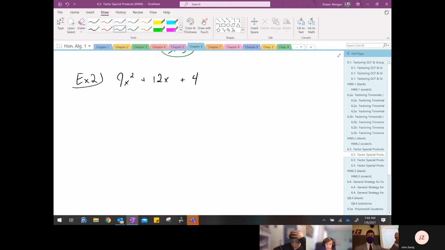Is there anything in common between all 3 of those terms besides 1? No, there's not. I love you, Paul. Keep me on my toes. No, there's not a GCF. Is this the difference of 2 squares? No, it's not a binomial. So the third bread and butter factoring technique is this perfect square trinomial that we're checking.